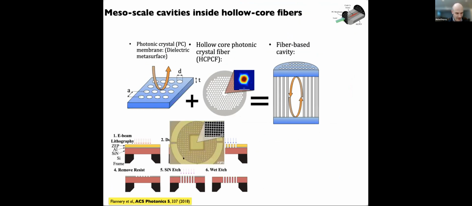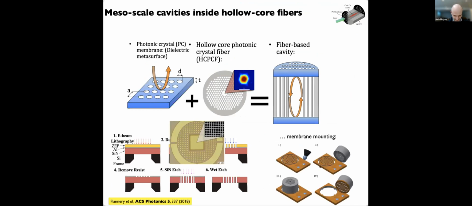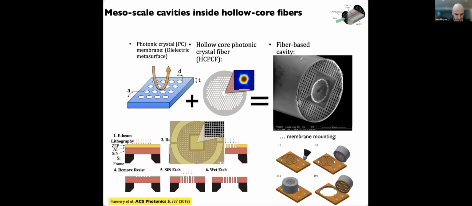And then once you make them, you can mount them onto the end of a fiber using this sort of jewelry-like process where you use epoxy glue to attach them to your fiber tip. And this is what the whole system looks like under a microscope. So you can see the end of the fiber and your photonic crystal membrane.